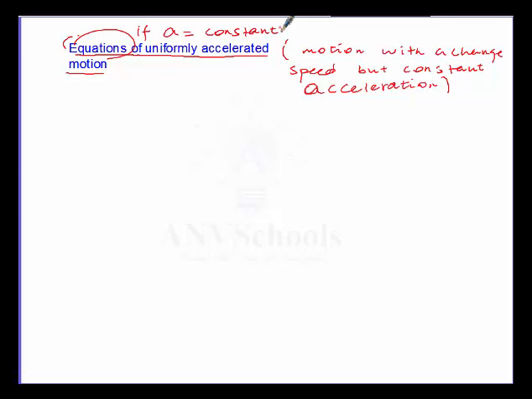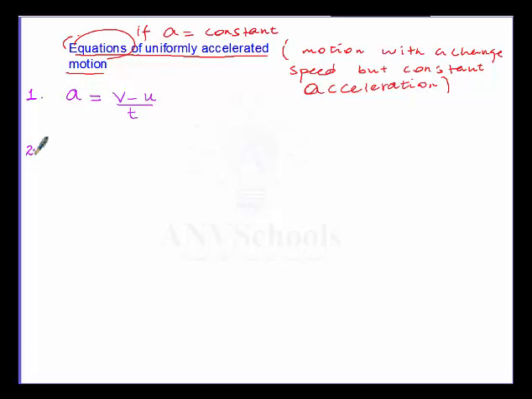So let's derive the equations of uniformly accelerated motion. Let's start with the first equation. We know that acceleration is defined as the difference between final velocity and initial velocity divided by time. Acceleration is the rate of change of velocity, that is, v final minus v initial divided by time t. This is equation number 1.